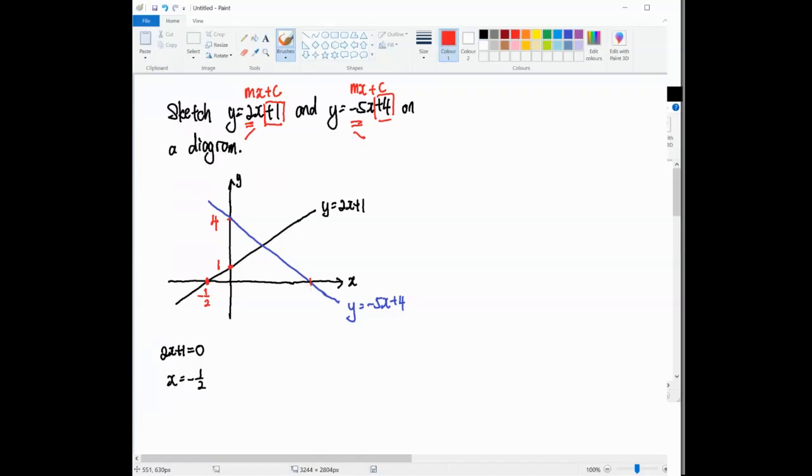Don't forget to find the x-intercept. So what is the x-intercept? We must let negative 5x plus 4 equal 0. So x is equal to 4 over 5. So this point is 4 over 5.